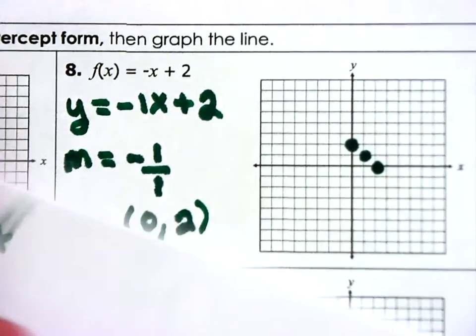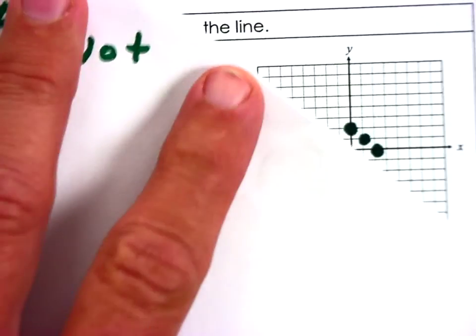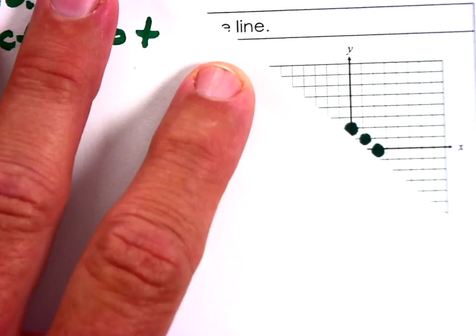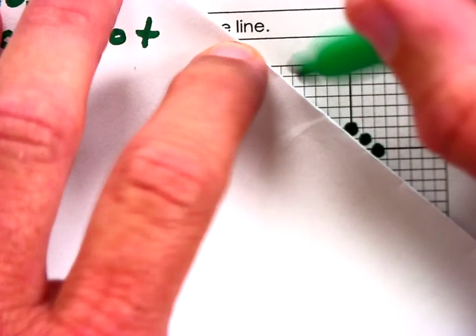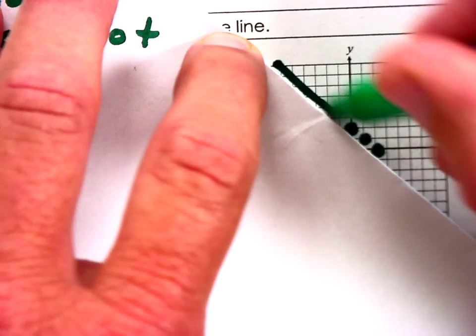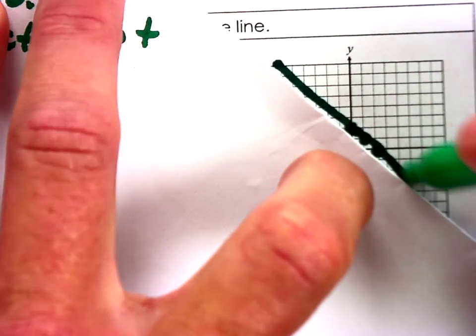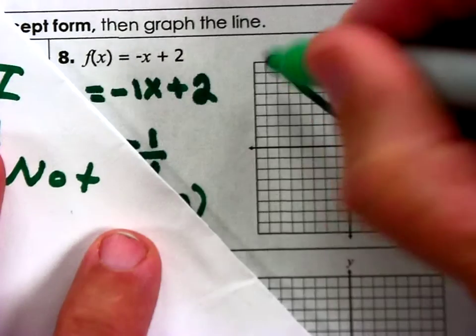And then take your straight edge. I'm trying to be as neat as I can, which can be very difficult for Mr. Mack, let me tell you. And you draw a line. All right, not the best ruler ever.